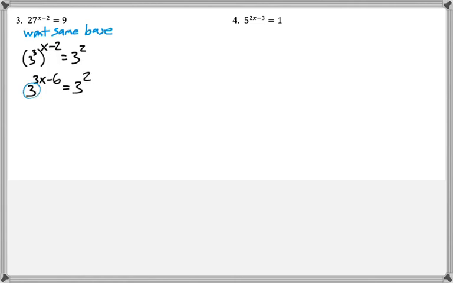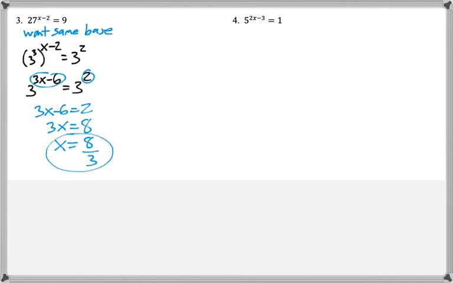So now that they have the same base, I can look at just the exponents. So 3x minus 6 is equal to 2. And then I want to add 6 to both sides, and then divide both sides by 3. So my final answer is x is equal to 8/3.